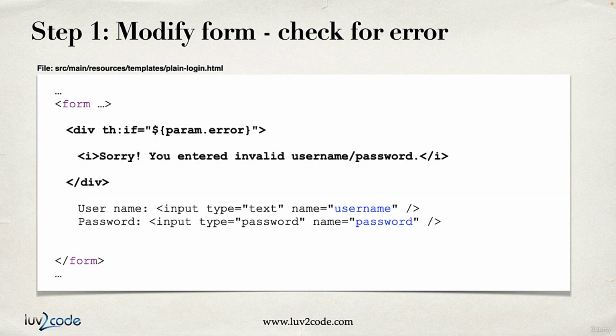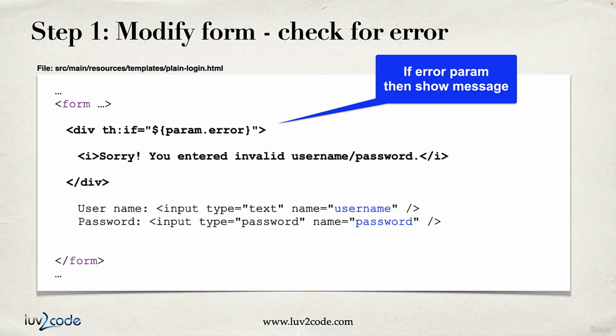Alrighty, so step one of modifying the form, checking for an error. We're going to add some new code that's listed here in bold. We're basically going to test to see if the error parameter is set. If it's not null, then we'll show an error message. So inside of this block, we have, sorry, you entered an invalid username and password. That's the error message that'll show up.